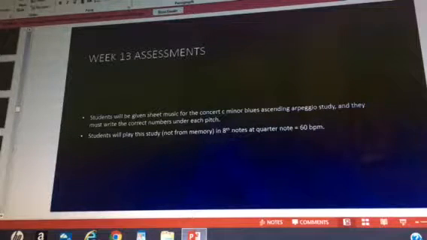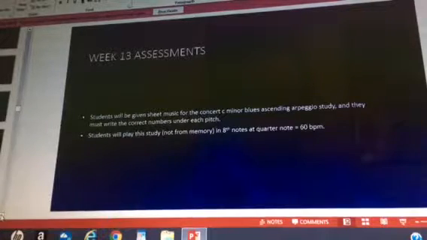Students will be given sheet music for the concert C blues ascending arpeggio study, and they must write the correct numbers under each pitch. So this is one of the easier assessments. They'll be given each pitch, and all they have to do is write 1, 3, 5, 7, and then 8. And then they will also play the study in eighth notes at a very slow tempo of quarter note equals 60 beats per minute.